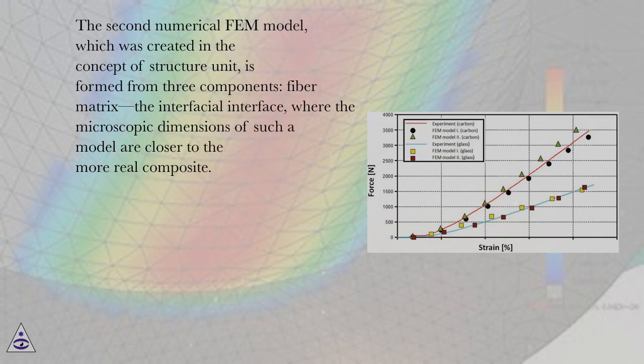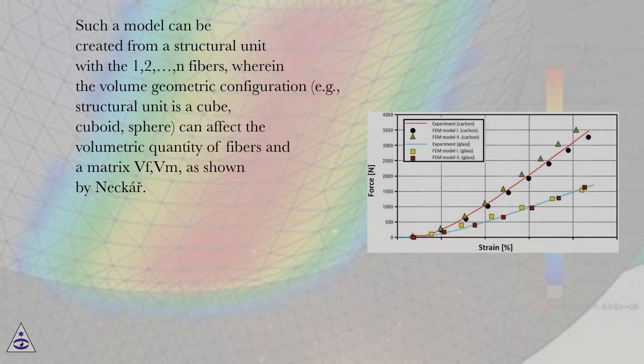The second numerical FEM model, which was created in the concept of structural unit, is formed from three components: fiber, matrix, and the interfacial interface, where the microscopic dimensions of such a model are closer to the more real composite. Such a model can be created from a structural unit with 1, 2, ..., n fibers, wherein the volume geometric configuration, for example, if the structural unit is a cube, cuboid, or sphere, can affect the volumetric quantity of fibers in a matrix, VF, VM, as shown by Necker.